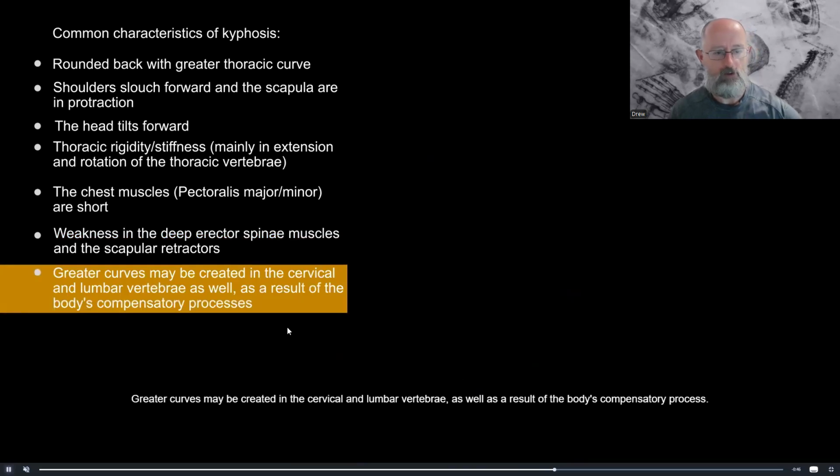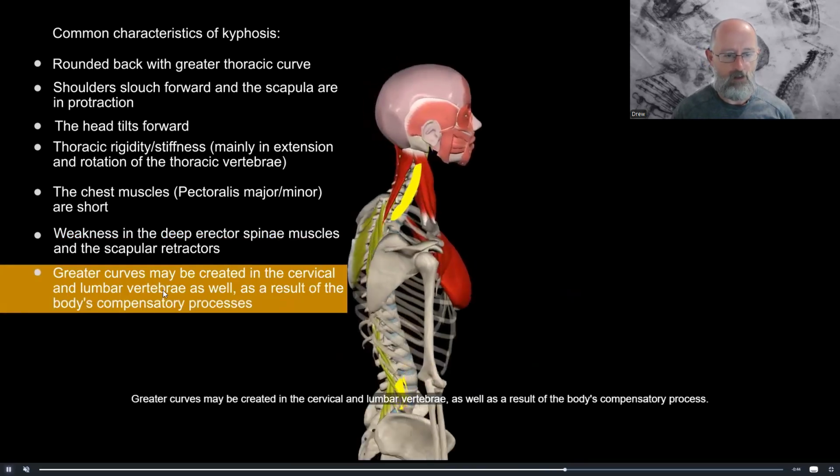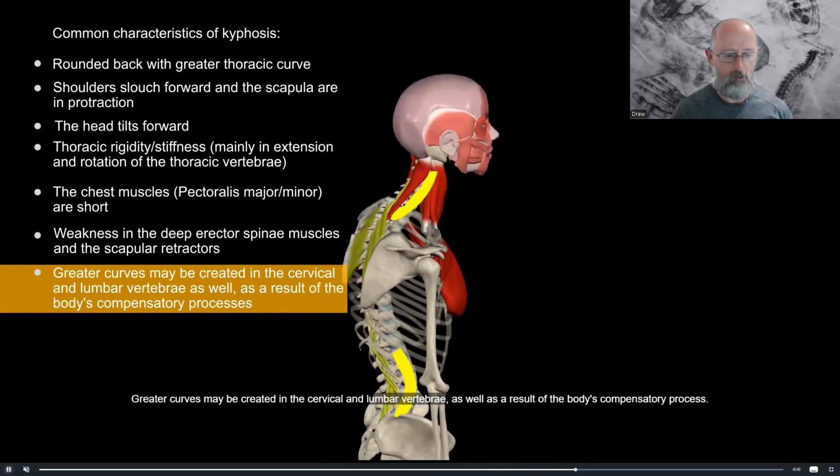And greater curves may create in the cervical and lumbar vertebrae as well, as a result of the body's compensatory process. So here we get that increased cervical lordosis, so that's where the head gets poked forward. And then here we get the increased lumbar lordosis, so a bigger lumbar arch. That puts more pressure on the neck joints and more pressure on the lower back joints.